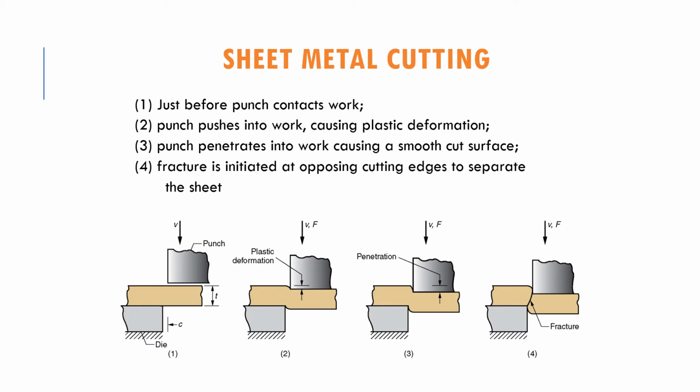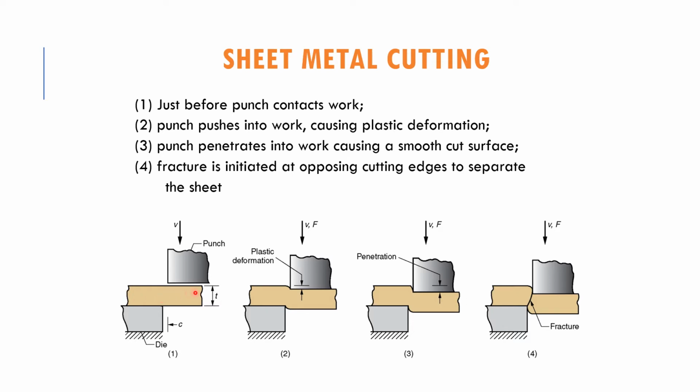Let us look into the first operation, which is sheet metal cutting. In metal cutting, we are going to look into the steps and the things that happen during the cutting of the sheet. If you look at the diagram shown here, in the first one you will see the die and also the punch. A force will be applied on the punch here, and this is the sheet metal.